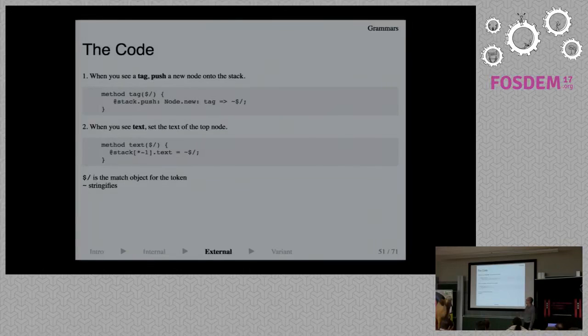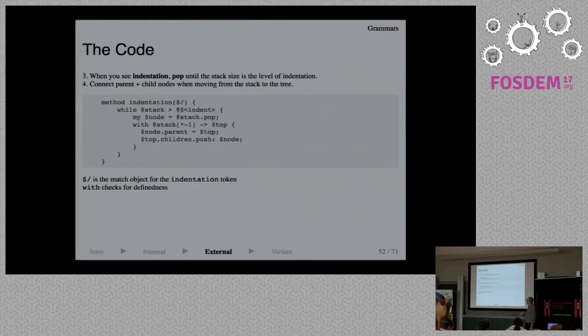Okay, when you see text, set the text of the top node. So here we have a method called text, and we just say the top node, you say *-1 to reference the top node, .text equals the incoming text. Okay, so not that much to it.